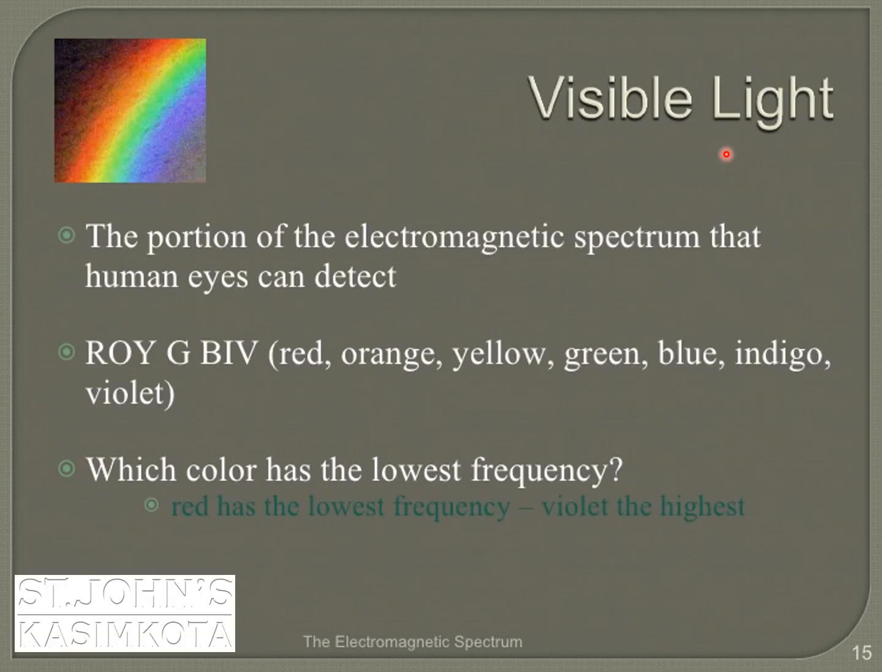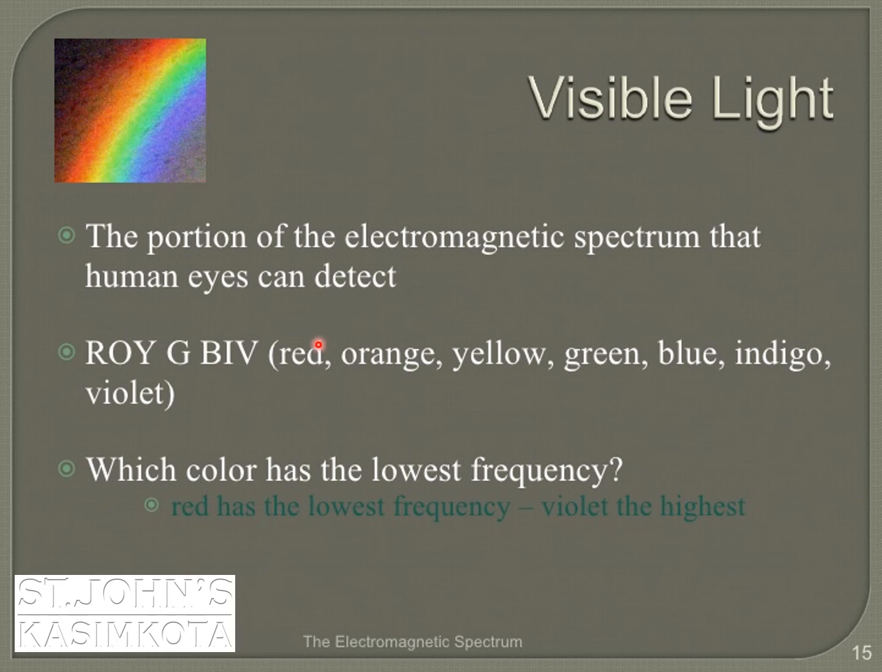Next is visible light. That is the light that is visible to us. So here in this slide you can see the rainbow, which in general we must have seen many times. So the rainbow is the visible spectrum, and this visible spectrum contains different colors: violet, indigo, blue, green, yellow, orange and red. What is visible light? The portion of the electromagnetic spectrum that human eyes can detect is known as visible light.